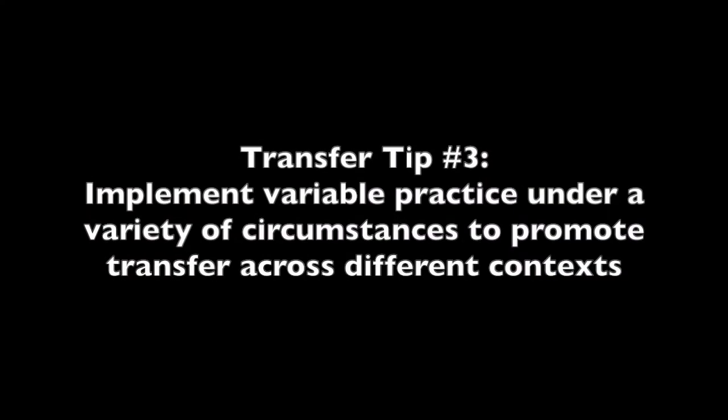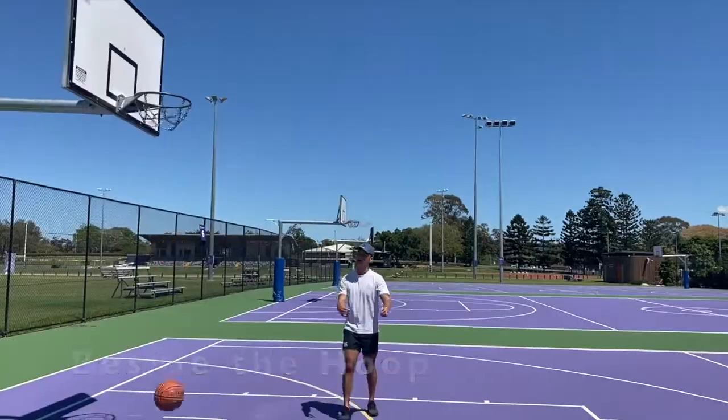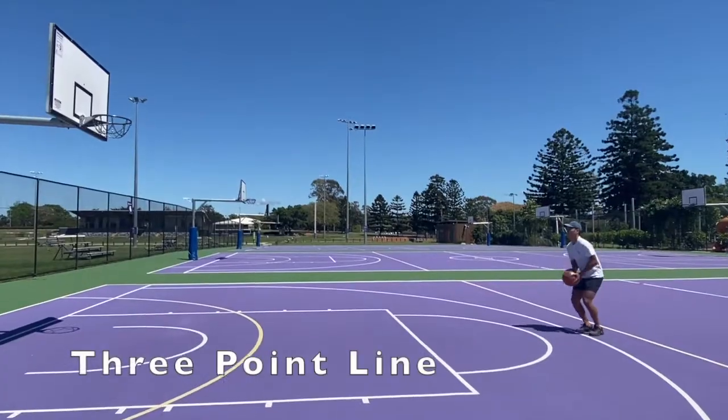Finally, practice is always indispensable. Schmidt and Lee's third transfer tip recommends using variable practice under a variety of circumstances, which helps learners easily transfer their skills in different contexts. For instance, we can practice shooting from lots of different distances and positions, such as right beside the hoop, free throw line, and 3-point line.